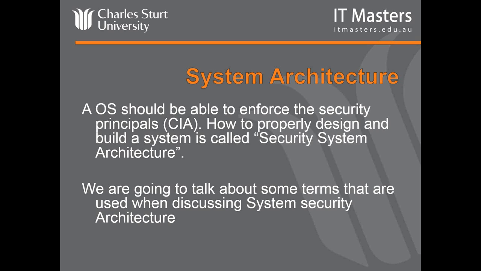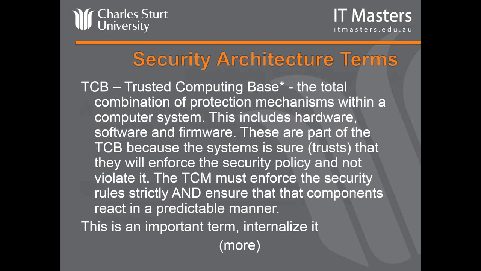So system architecture is really about the security principles. We want something that allows control over confidentiality, integrity, and availability, and this is what we're trying to address when we talk about architecture. We start with a trusted computing base. This is the combination of all the protection mechanisms we put together: the hardware, the software, the firmware. All this comes together to enforce trust. We're trying to create something that ensures a predictable level of operation.